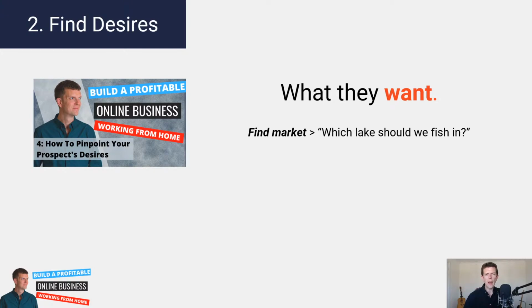So in the previous step, what we did is find a market, and the analogy is, which lake should we fish in? There's a lot of different lakes. Choose a lake to fish in. That's the overall market. But then we need to know what bait to use to catch the fish. So we're refining down now within our market.